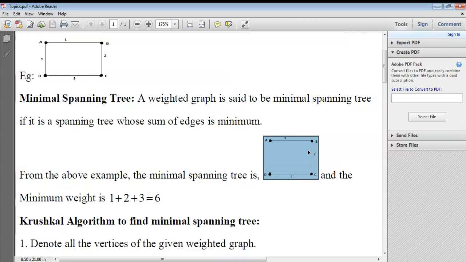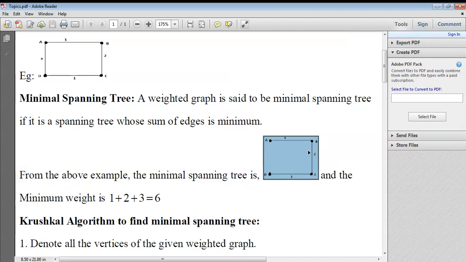Hence, it is a spanning tree, and it has all the vertices of the main graph. Hence, it is the minimal spanning tree, and the sum of the weights of the edges in the new graph is 1 plus 2 plus 3, which is 6.